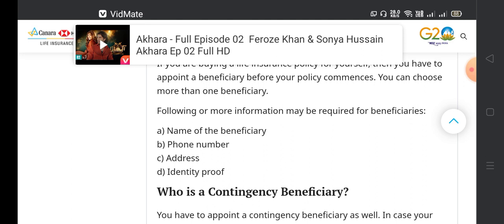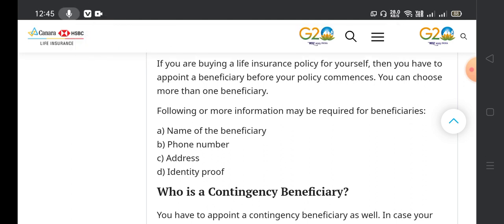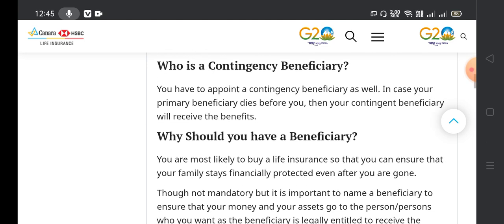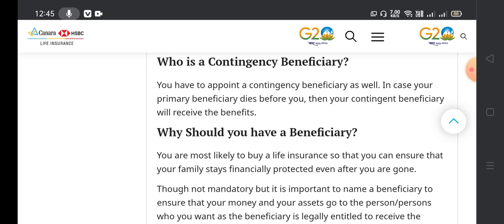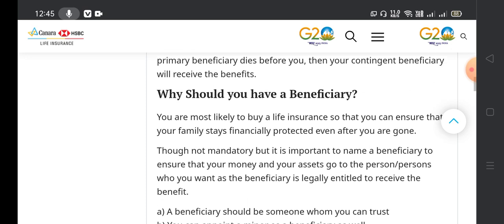The following information may be required for the beneficiary. Number one, name of the beneficiary. Number two, phone number. Number three, address. And number four, identity proof. So, what is a contingency beneficiary? You have to appoint a contingency beneficiary as well. In case your primary beneficiary dies before you, then your contingent beneficiary will receive the benefits.